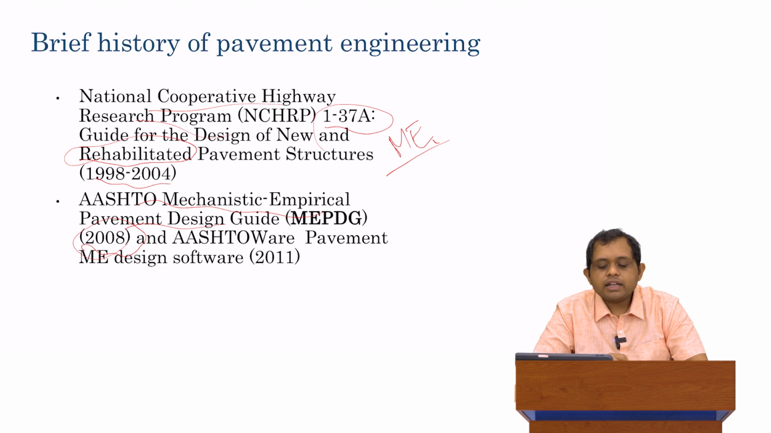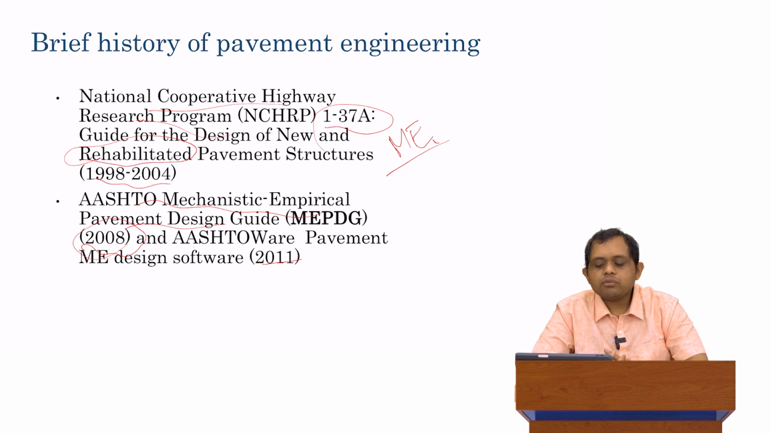And along with it, in 2011, they also released a companion software. The reason it's a companion software is because, as we saw, modern mechanistic empirical design using the finite element method is quite sophisticated. It's quite complicated. It's not something you can do by hand anymore. So with the old 1993, 1998 design guide, people would set up spreadsheets. They would set up Excel files and do the calculations over there.